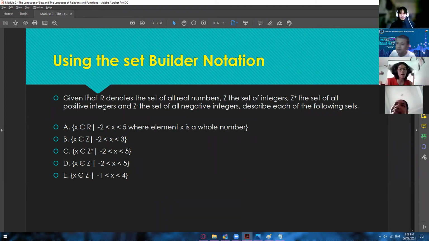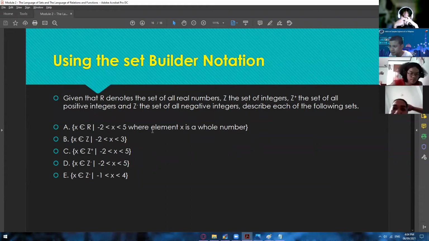Okay, so given that R denotes the set of all real numbers, Z is the set of integers, Z plus is the set of all positive integers, and Z minus is the set of all negative integers, describe each of the following sets. A: X is an element of R such that X ranges from -1 up to +4.